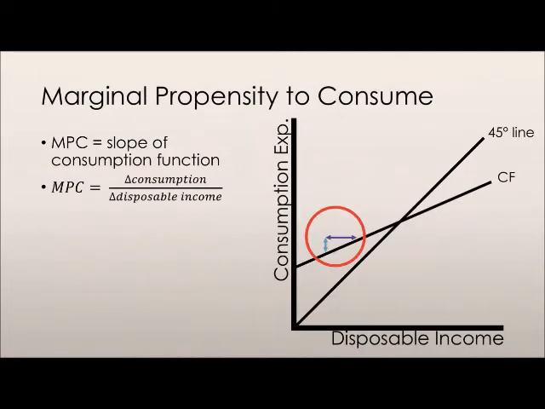Marginal propensity to consume is the fraction of a change in the disposable income that is spent on consumption, and it's calculated as the slope of the consumption function. So we just take rise over run, or change in consumption divided by change in disposable income. That'll give you the marginal propensity to consume.